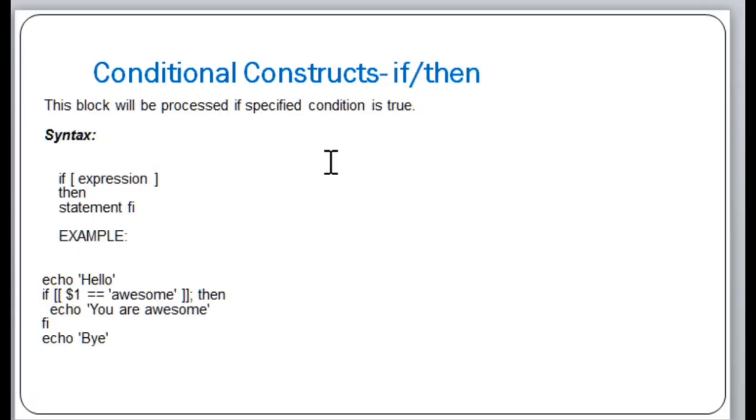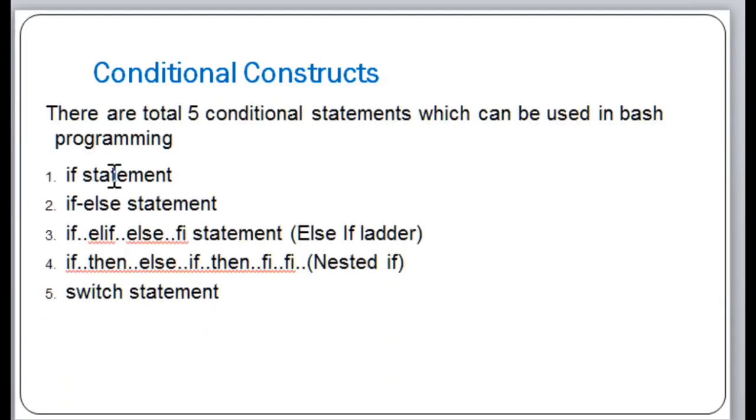So we're going to look at an if-then one here. This block will be processed if the specified condition is true. So if this expression is true, then do this block of code, and then end it with fi. Okay? So that's our first one here.